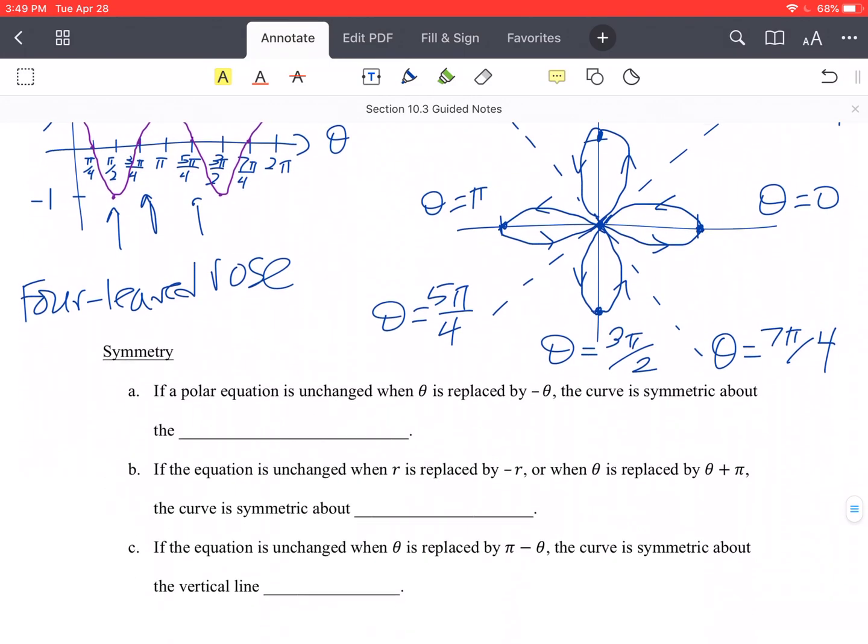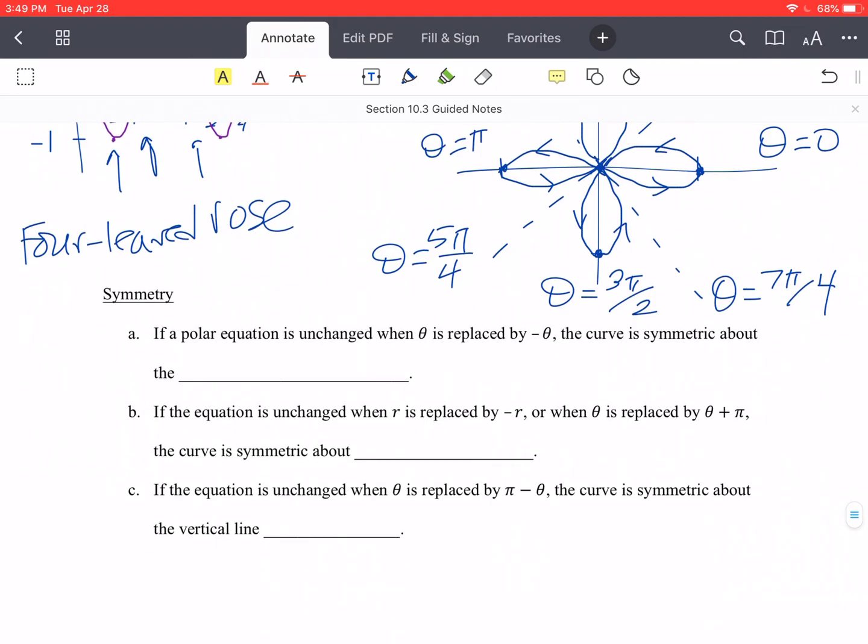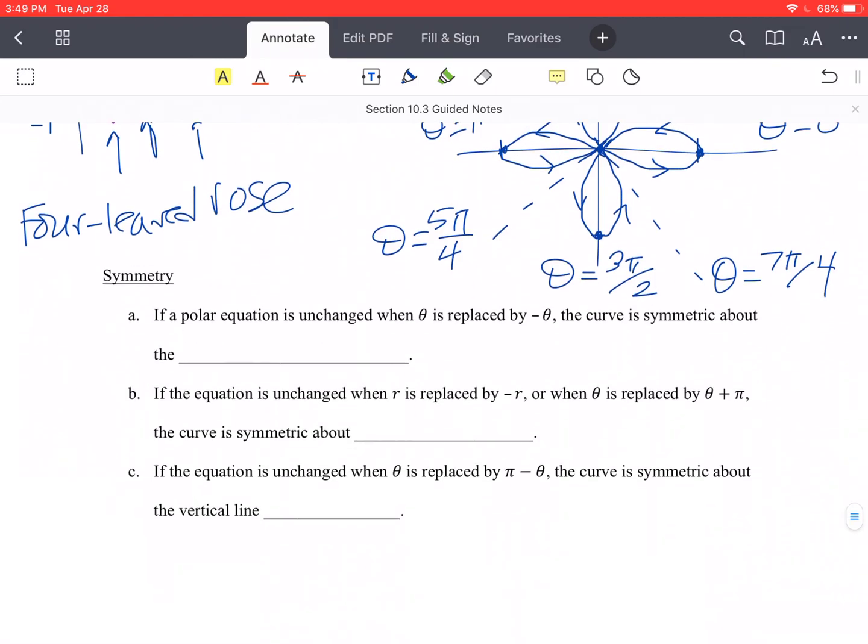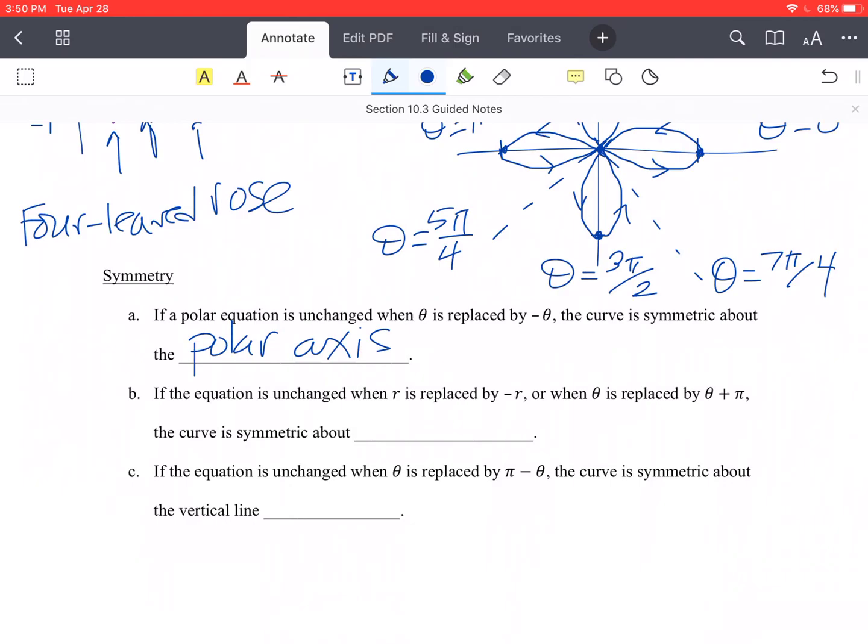All right. So symmetry, the next topic here, we're just going to briefly touch on symmetry. We're not going to do a whole lot with it. This is just to help make the graphs a little bit easier to draw sometimes. So if a polar equation is unchanged when theta is replaced by negative theta, we say the curve is symmetric about the polar axis. Okay, so if we notice that theta and negative theta both produce the same equation, then it is symmetric about the polar axis.